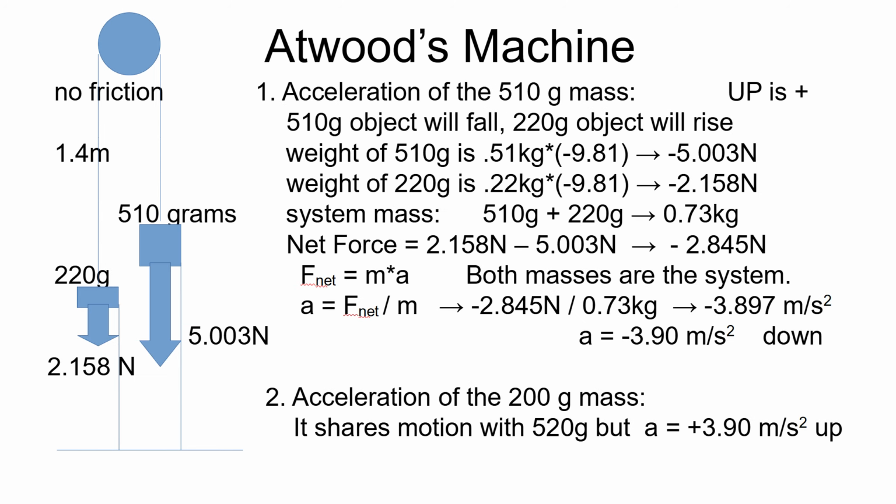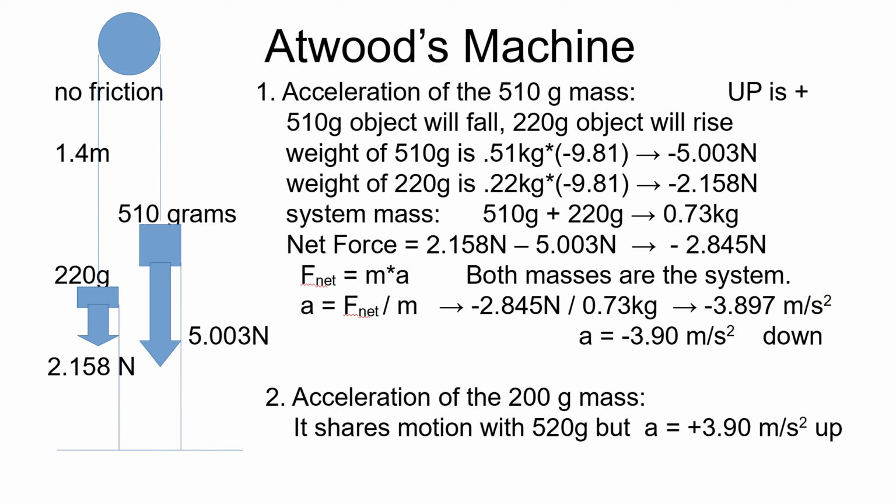Well, the acceleration of the 510 gram mass, we're going to consider the whole system here. So both the 510 gram and the 220 gram object are going to be in our system, and we're going to use net force equals mass times acceleration. How do we get some forces involved here? Well, the 510 gram object has a weight, mg, so minus 5.003 newtons.